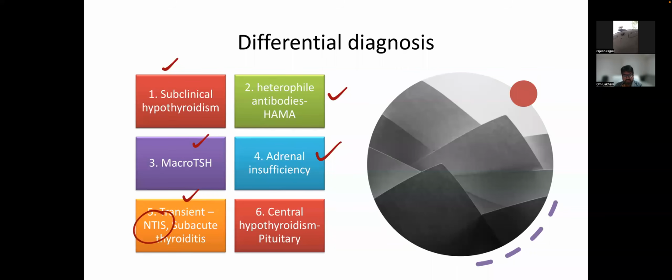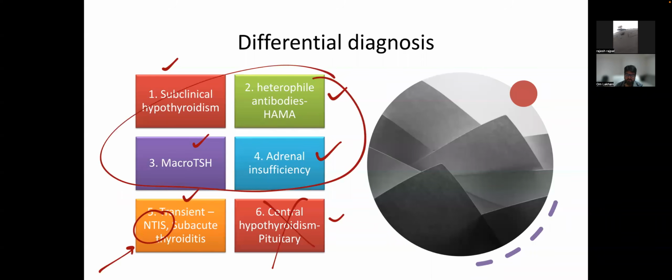Or patient could have a central hypothyroidism, but in central hypothyroidism, like I said, contrary to this, T3, T4 will be low and TSH will be mildly elevated, right? So this is less likely. These are important differential diagnoses that we need to consider.